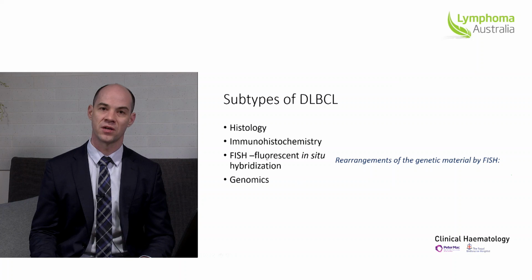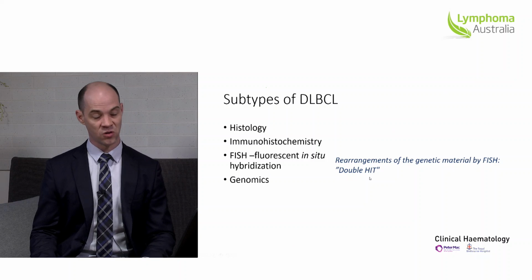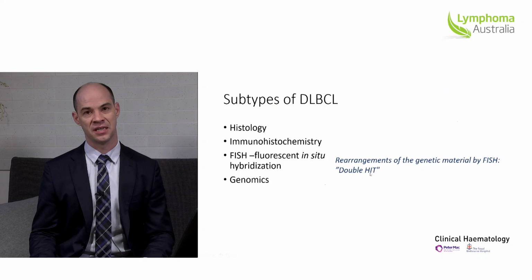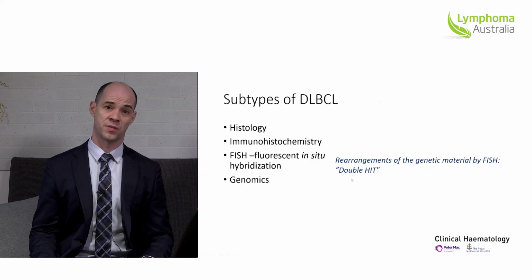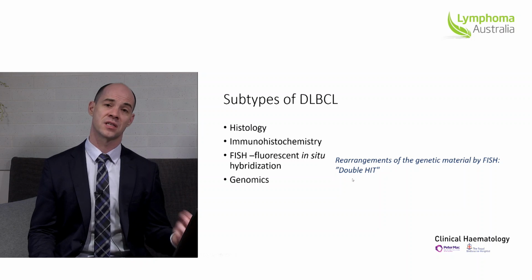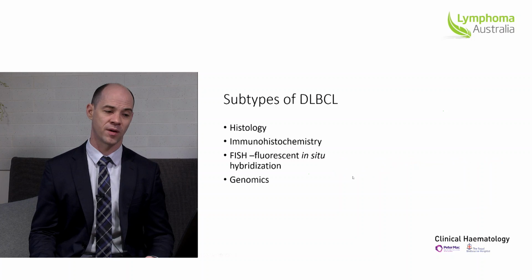We can look for rearrangement of the genetic material by looking at FISH, and FISH stands for fluorescent in situ hybridization, and there is a disease called double-hit lymphoma, which many have thought of as being a subtype of diffuse large B-cell lymphoma. And I'm going to talk about double-hit lymphoma a little bit more because we are beginning to treat that as a different disease, or at least think about it as a different disease. But for most intents and purposes, the treatments that are available for diffuse large B-cell lymphoma are likely also to be available for double-hit lymphoma.